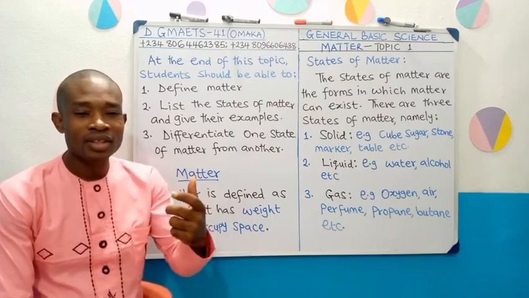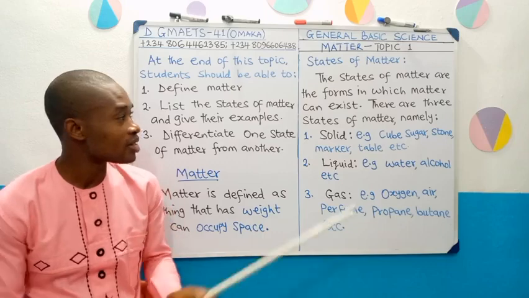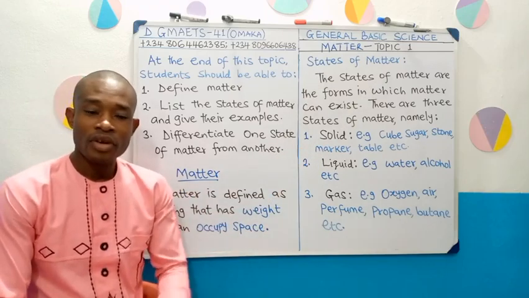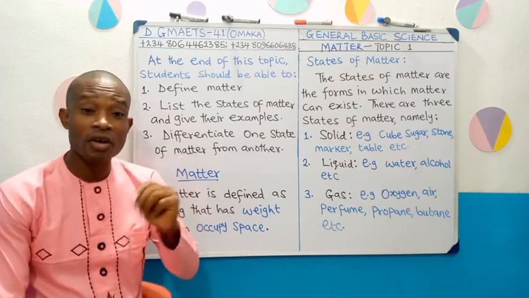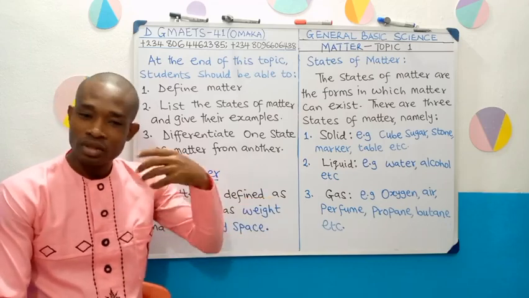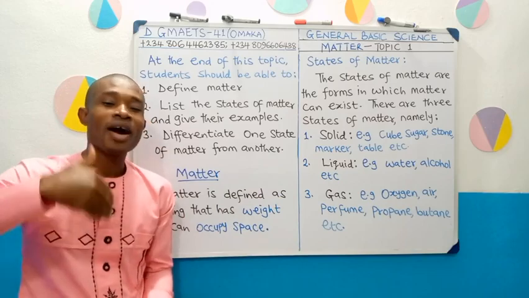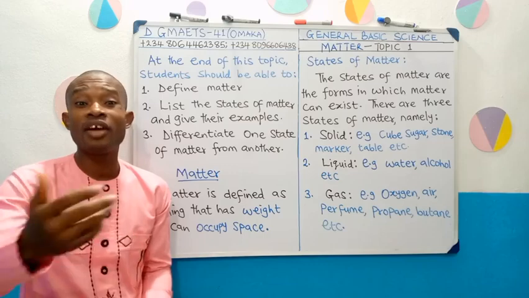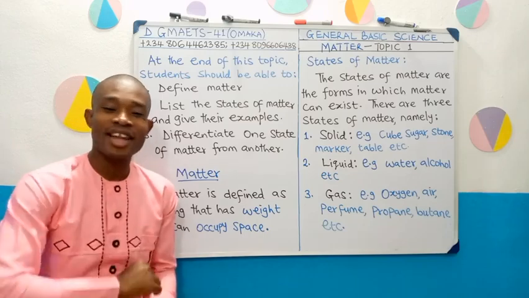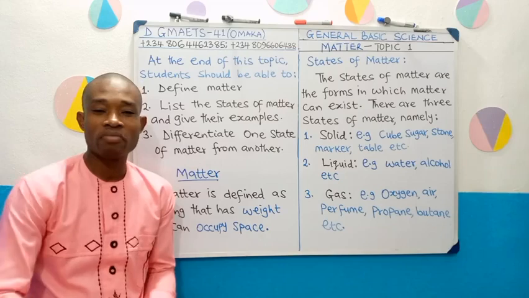So we want to look at the different forms in which matter can exist, and that we refer to as states of matter. There are 3 major states of matter. So for now, know that, okay? At this level, know that there are 3 states of matter. When you go higher in your education, you may learn another form of matter, but we are not interested in that at this level. Is that okay? We are going to focus on the 3 major states of matter.